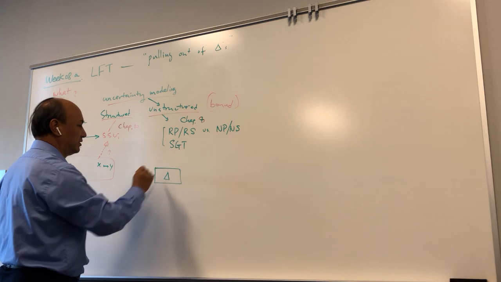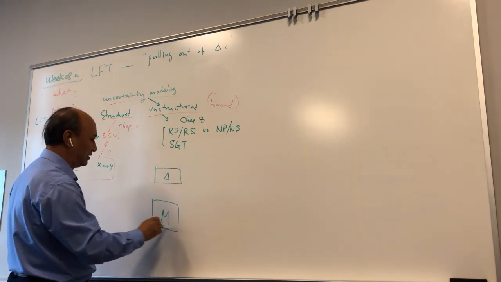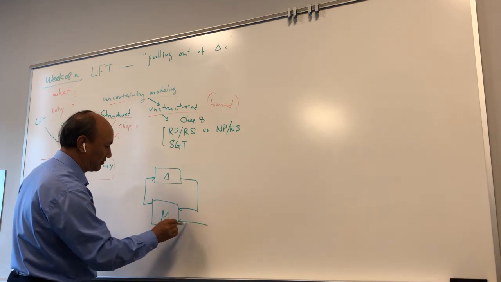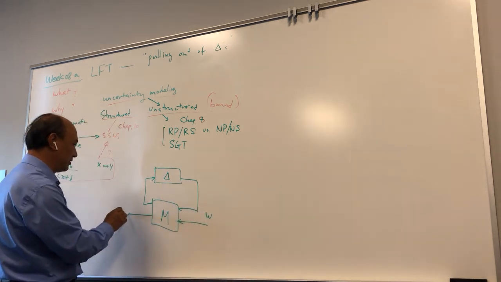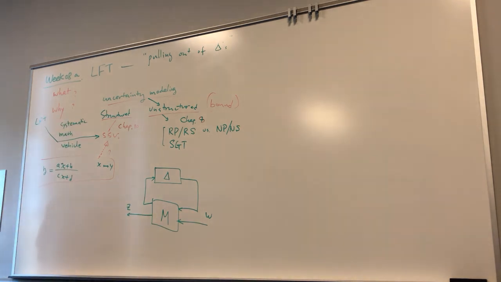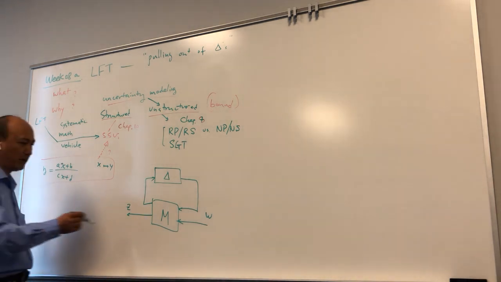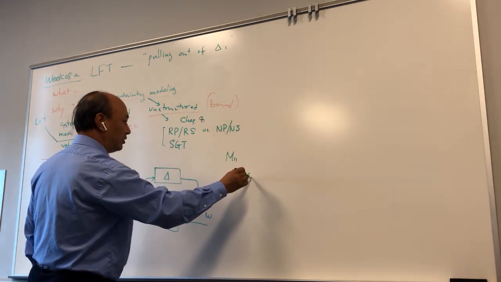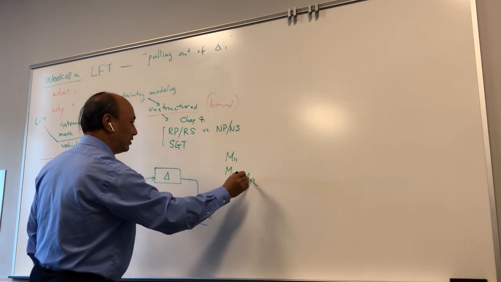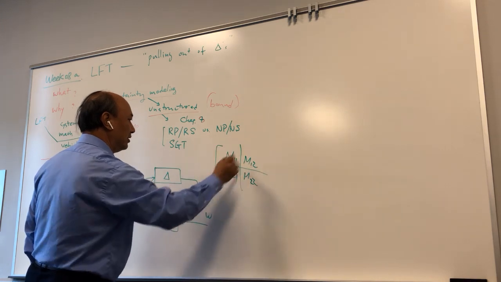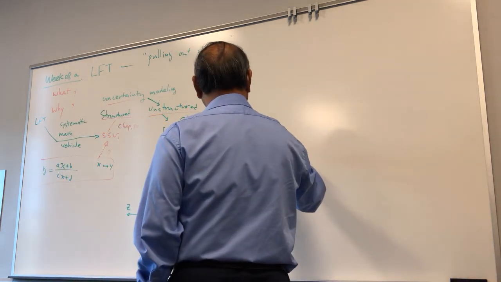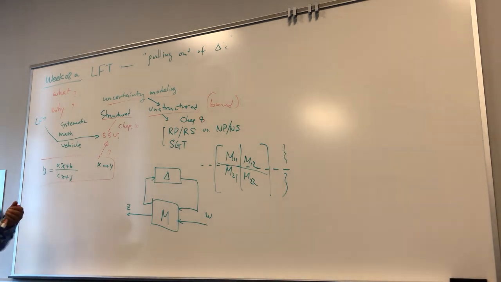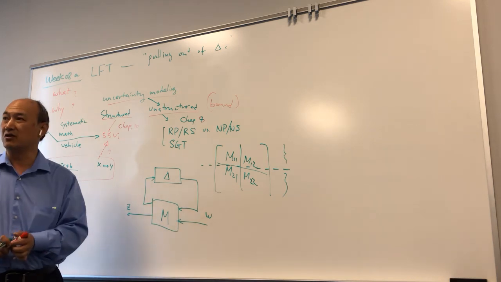So you have uncertainties here, and then you have M, and then you have W and Z. This is a MIMO case. You just think about the partition M11, M12, M21, M22. So this is a partition. Basically, one part corresponds to known and one part corresponds to unknown. This partition will be detailed in our discussion today.